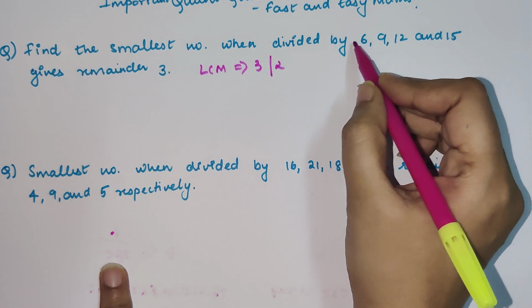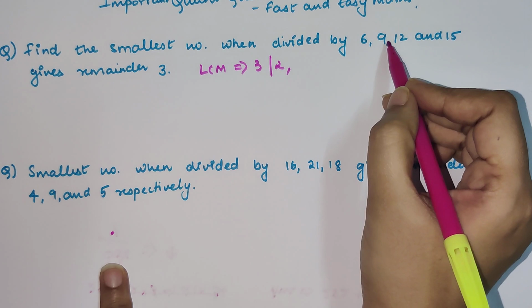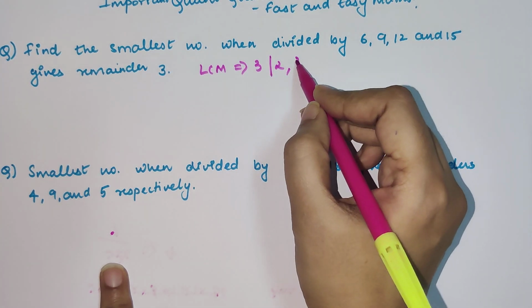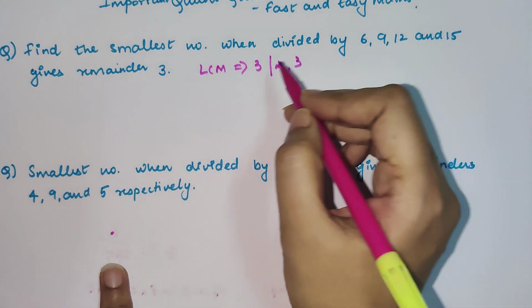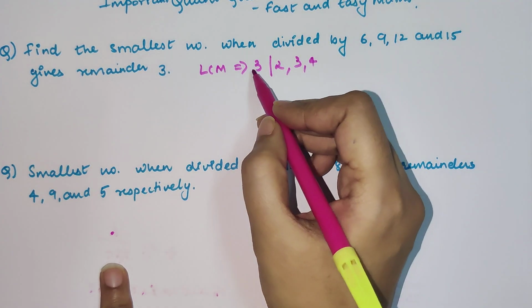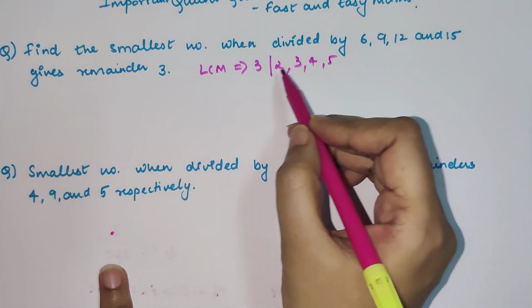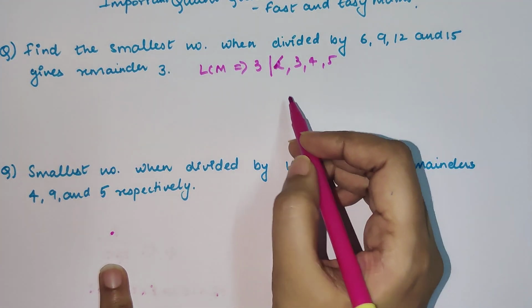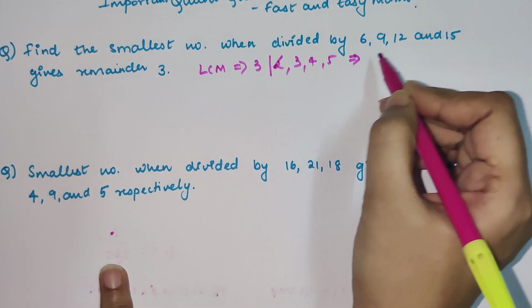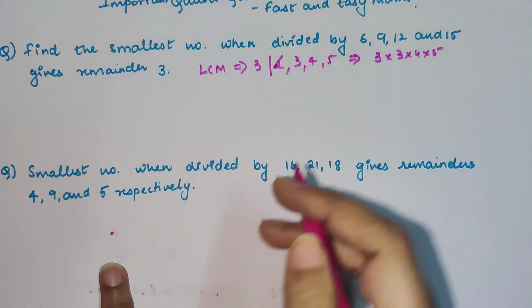When 6 is divided by 3, you get the answer as 2. Similarly, 9 divided by 3, you get 3. 12 divided by 3, you get 4. And 15 divided by 3 will get you 5. Now we know that 4 comes in the table of 2, so we are going to cancel this. So basically my LCM changes to 3 into 3 into 4 into 5.